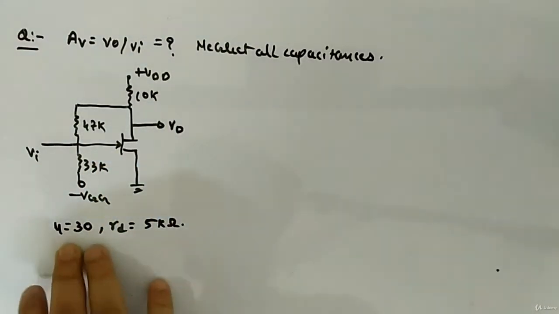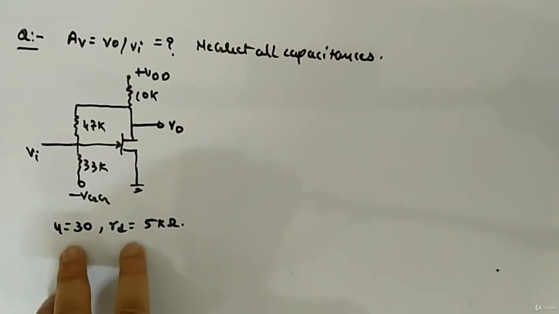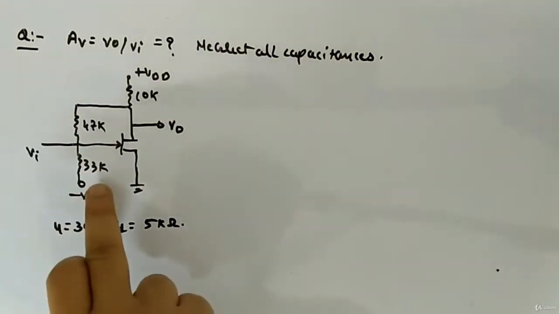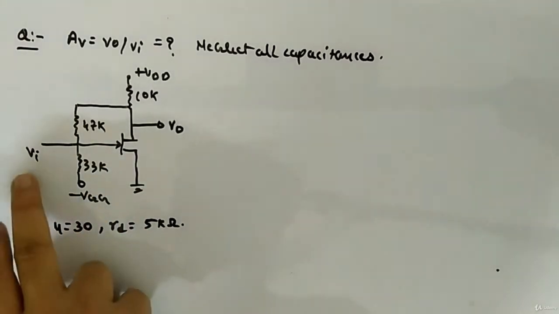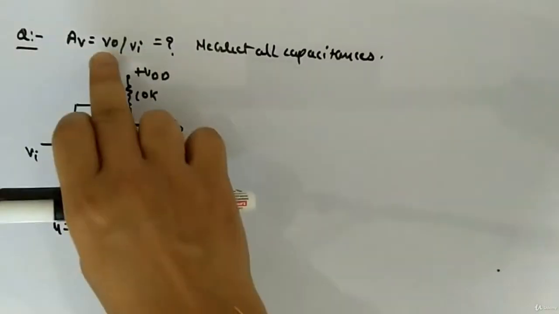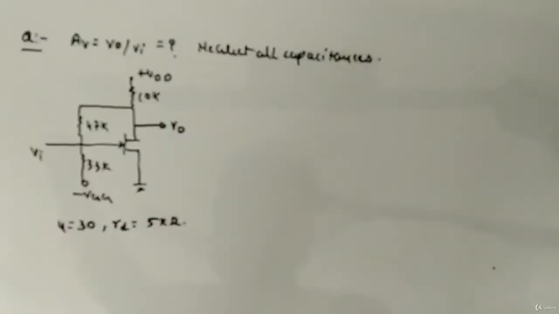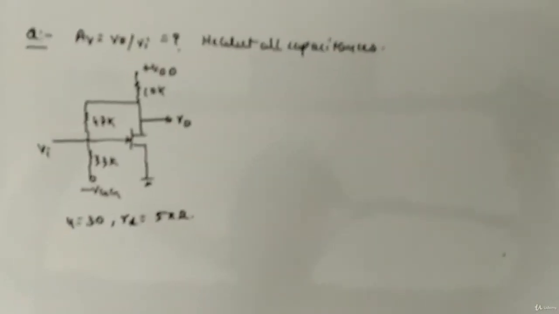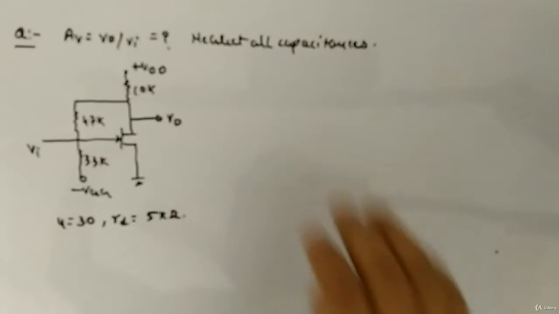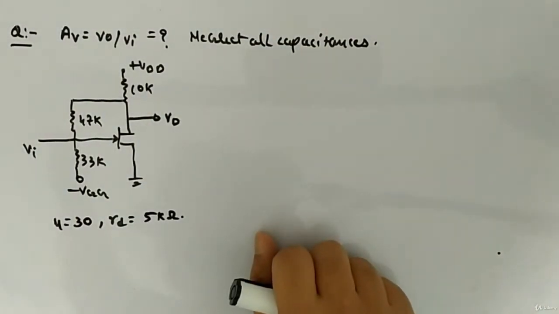The values for the amplification factor is 30, mu, and the internal drain resistance is 5 kilo ohm. It is given to you. This is 47 kilo ohm, 33 kilo ohm, minus VGG, Vi, V naught, 10k, plus VDD. You have to calculate V naught by Vi, and you have to assume that you neglect all the capacitances.